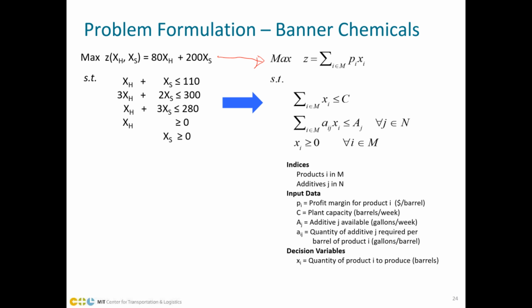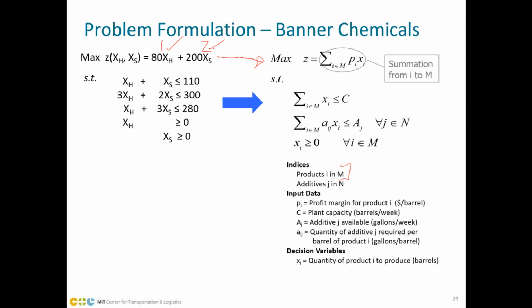What it's saying is I want to maximize this z, which is the profit, and it's a function of the different x's. And what we're saying here by this Greek capital letter sigma, it's a summation sign. I'm summing all of the variables with a subscript i that are in the set M. What does that mean? Well, the products are i's, and my M is the total number of products I have. In this case, my M is equal to 2. I have 2 products, the high and the supreme. And for notation, we just number them now. So this would be 1, and this would be 2.